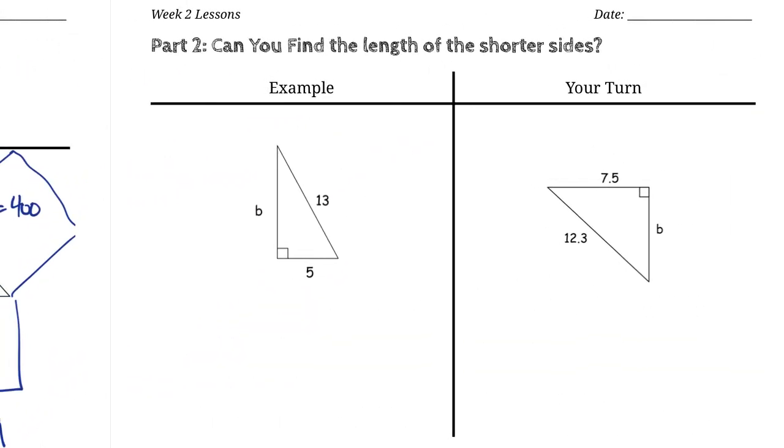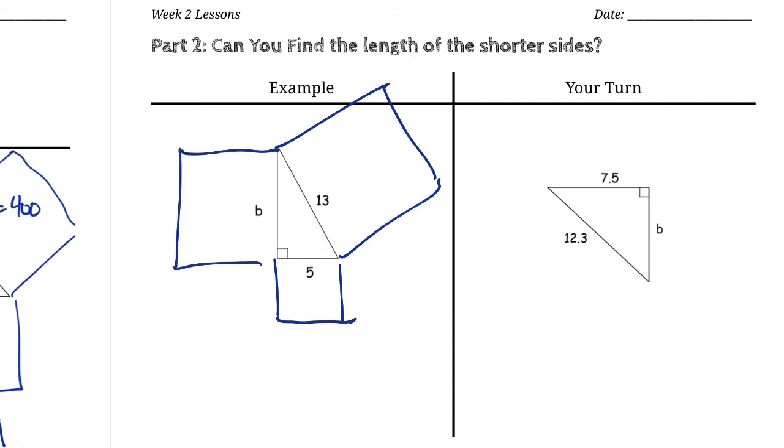So this says, part 2, can you find the length of the shorter sides? And let's try to do the same thing that we did for those previous questions. I'm trying to find this length here. So let's start off by finding the area of some squares. So I'm going to draw the squares for each side, right? The squares that correspond to each side of this right triangle. I know the area here is going to be 5 times 5, which is 25. I know the area here is going to be 13 times 13, or 13 squared, which is 169.